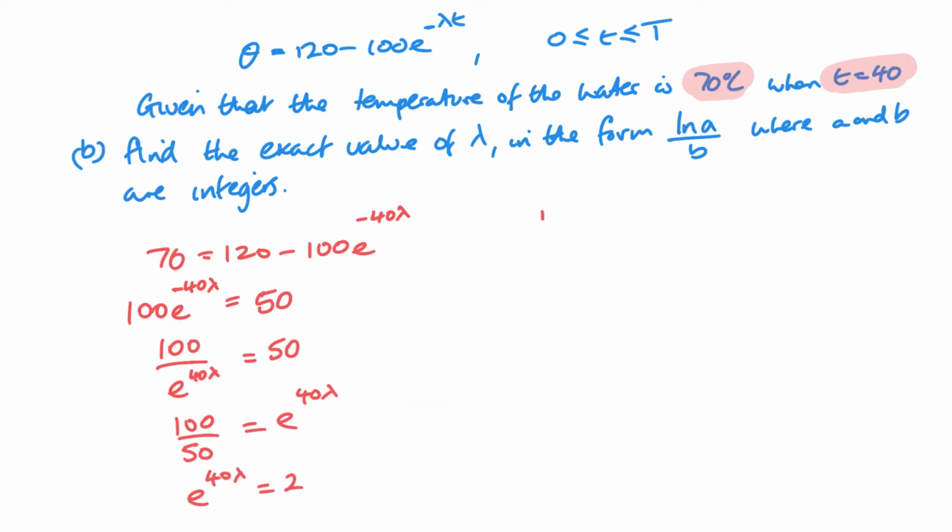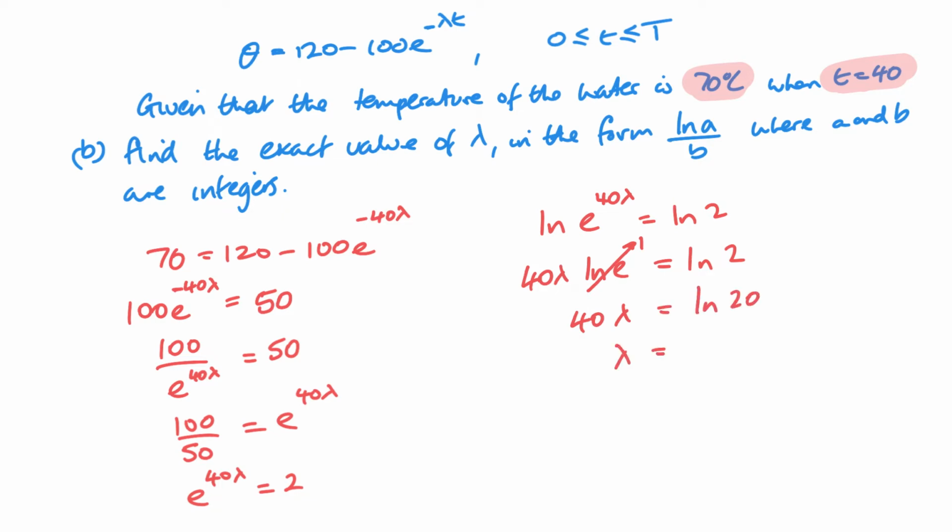Now I would take logs of both sides, log as in their natural log. This gives me 40λ ln e = ln 2. Natural log of e is just going to be 1, same log, same base. So we got 40λ = ln 2. Apologies, ln 2 as I said. So λ = ln 2 / 40.